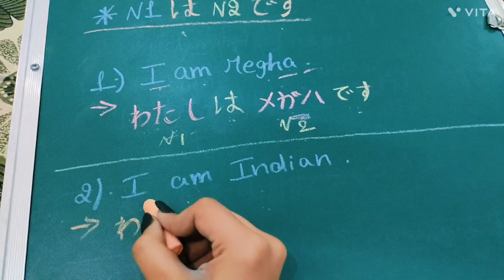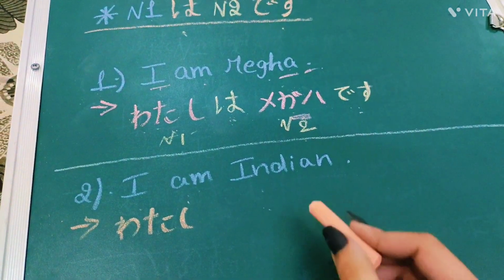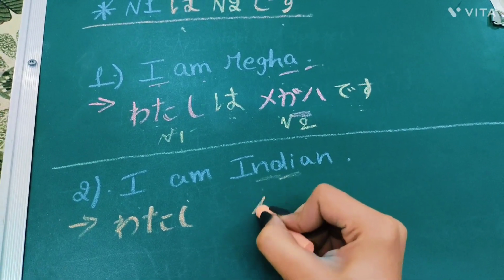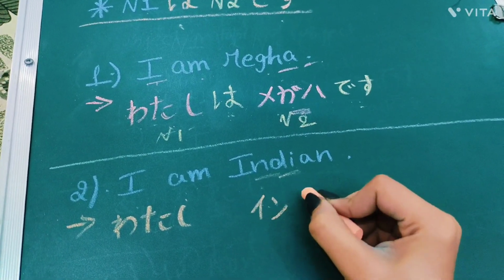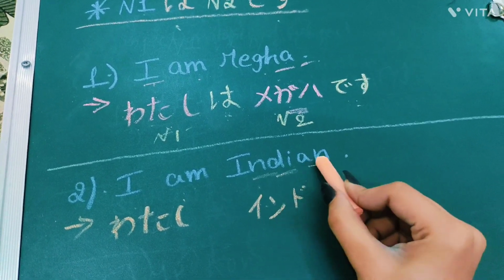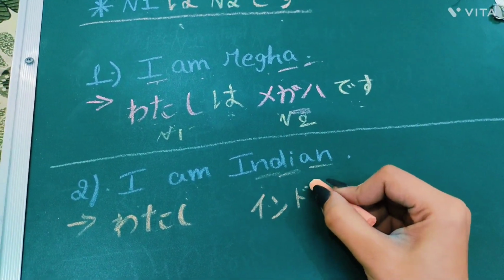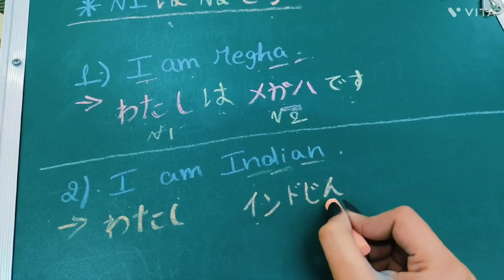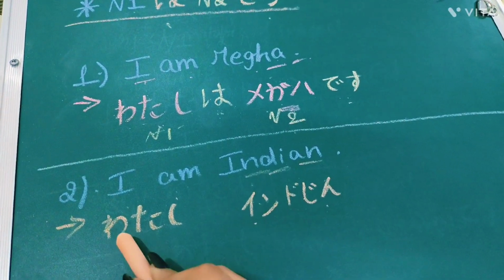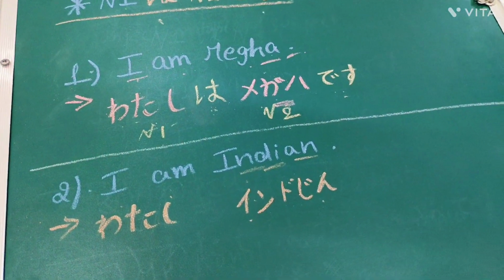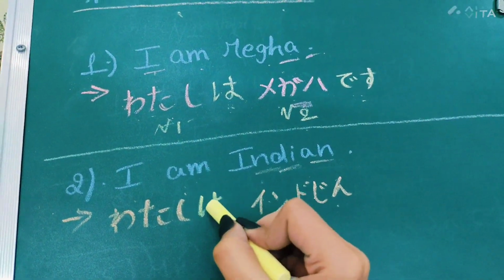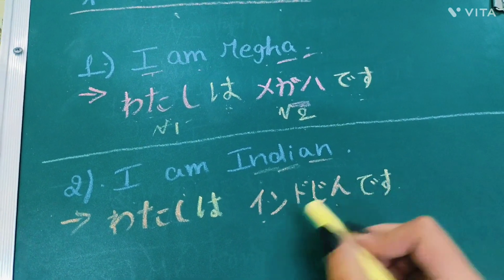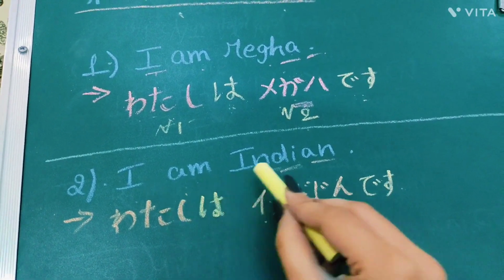The next sentence is I am Indian. Watashi. Indian. India is Indo. Nation is jin. We've done it in the vocab. The vocab for nation is jin. Indojin. Let's complete the sentence now. Watashi wa Indojin desu. I am Indian.